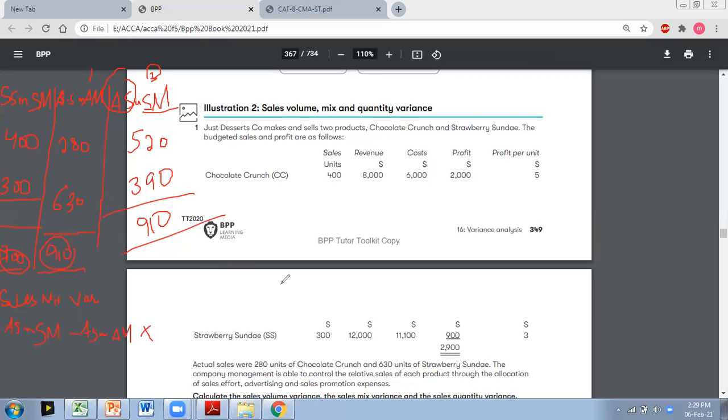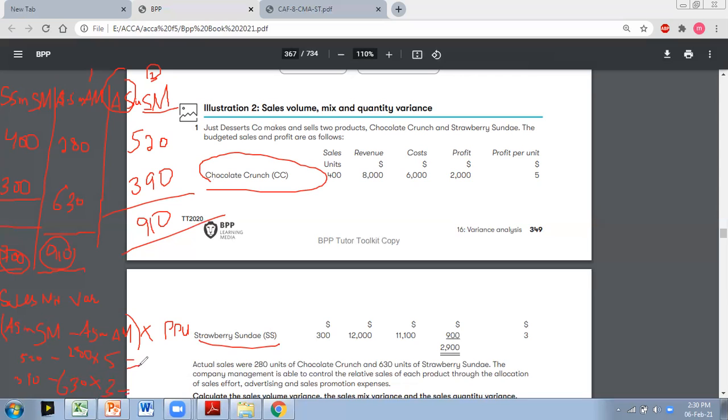Multiply by the contribution, or you can multiply with the profit per unit, right? What is actual sales in standard mix? It is 520. Actual sales in actual mix is 280. Multiply by profit per unit, it is 5. This was for chocolate crunch, and for strawberry sundae you will do the same. You will take 390 minus 630, multiply by 3, and this would be the answer of your variances, right?